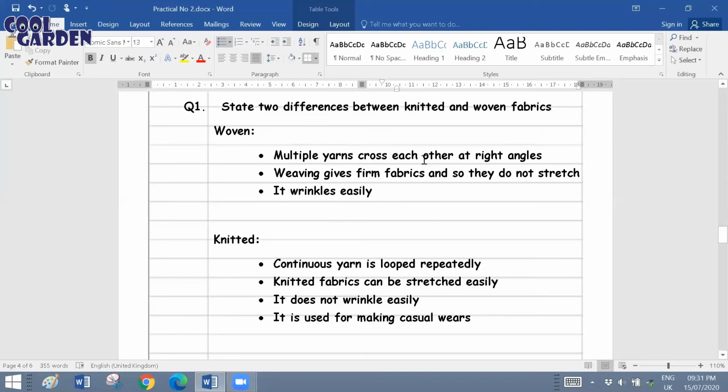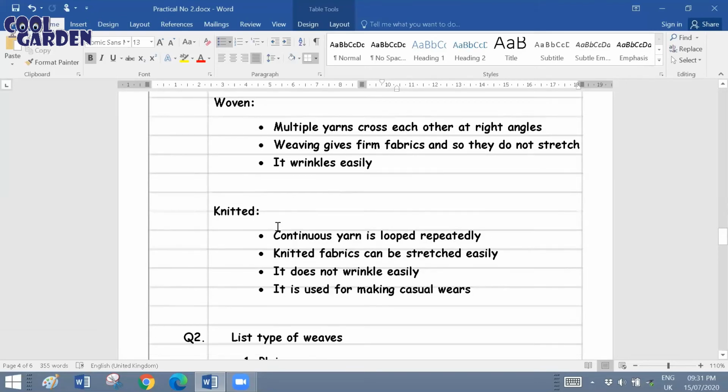So multiple yarns cross each other at right angles. Weaving gives firm fabric and so they do not stretch. It wrinkles easily. Then when it comes to knitted, what we have to understand is there's a continuous yarn and it is looped repeatedly.